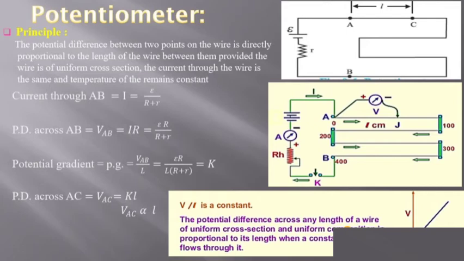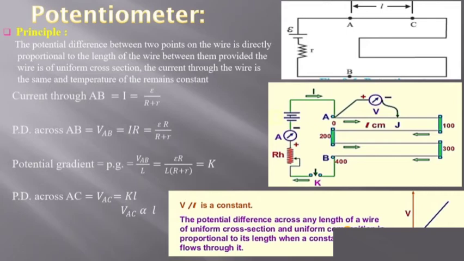A cell of EMF E having small internal resistance r is connected across AB. When the circuit is switched on, the current I is passing through the wire. So the current through AB is I equal to E upon R plus r. And the potential difference across AB is VAB equal to IR. Therefore, VAB is equal to ER upon R plus r.